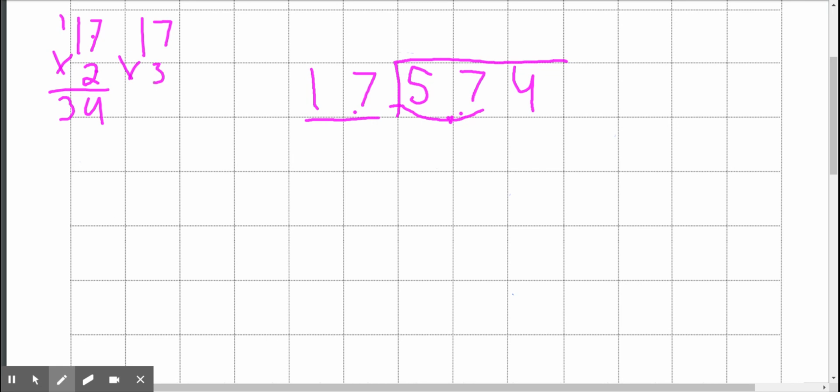17 times 3. 7 times 3 is 21. Put a 2 up there. 1 times 3 is 3, plus 2 is 51. Okay, now we can stop here because, again, if we do this other method, doing 17 times 4, we're going to go well over our 57.